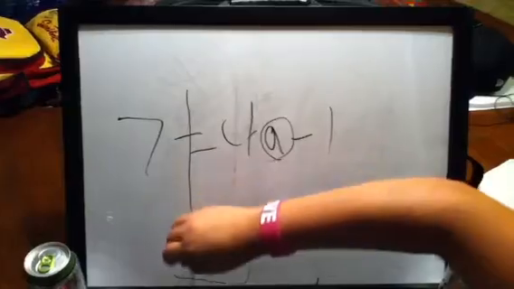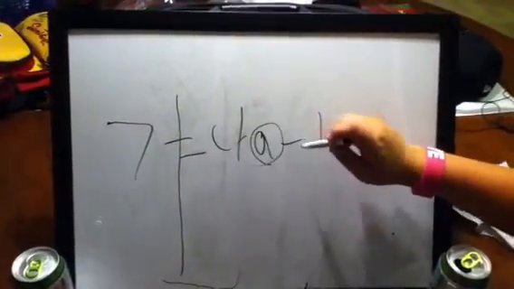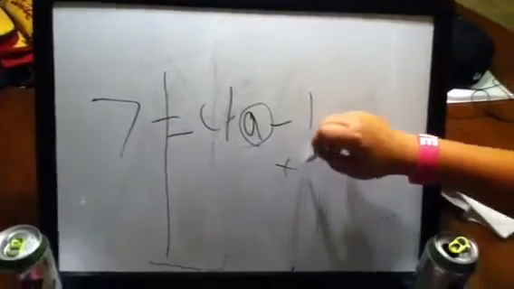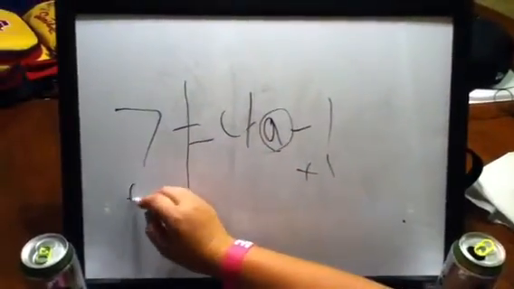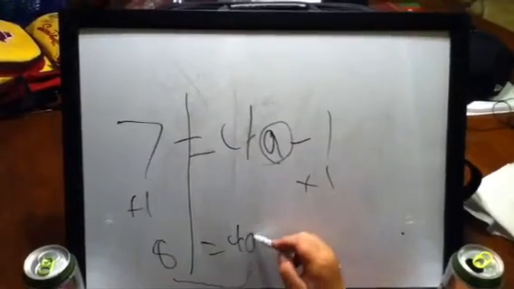And again, we draw a little line. So we see that there's a negative 1 on the same side. Since it's a negative, we do the opposite. We add 1 to both sides. So this is how we get 8 equals 4a.